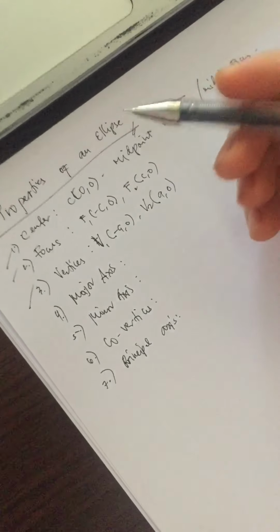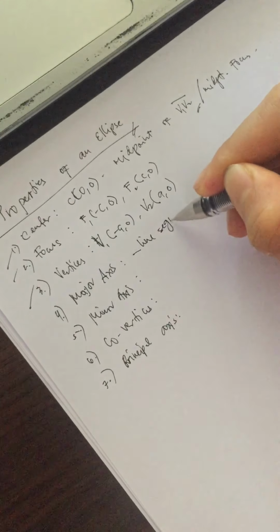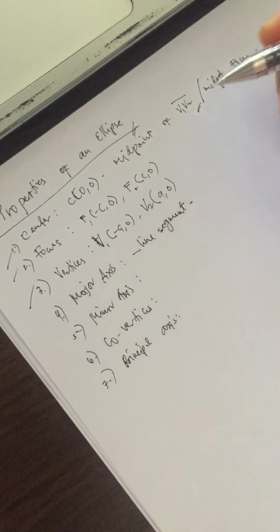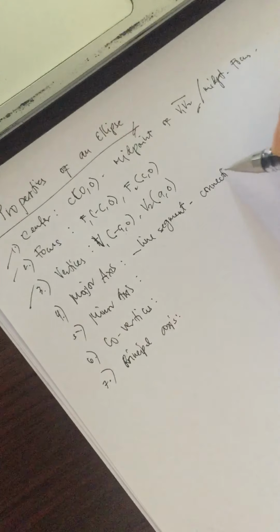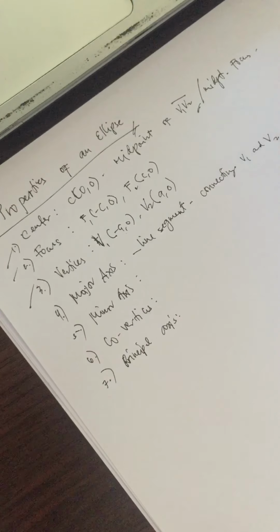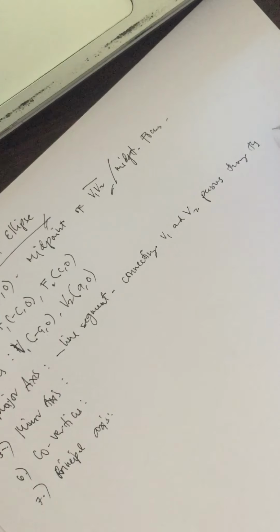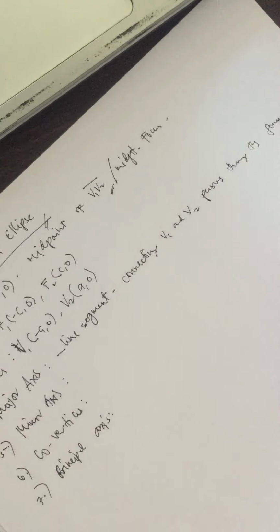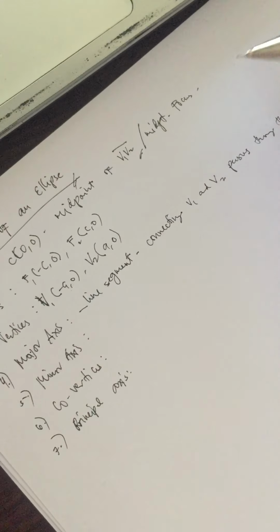Ang sunod is the major axis. Major axis, always remember that this is a line segment. Line segment connecting V1 and V2, which passes through the focus. Okay? That is the major axis. Kung saan located yung A, yan yung major axis.